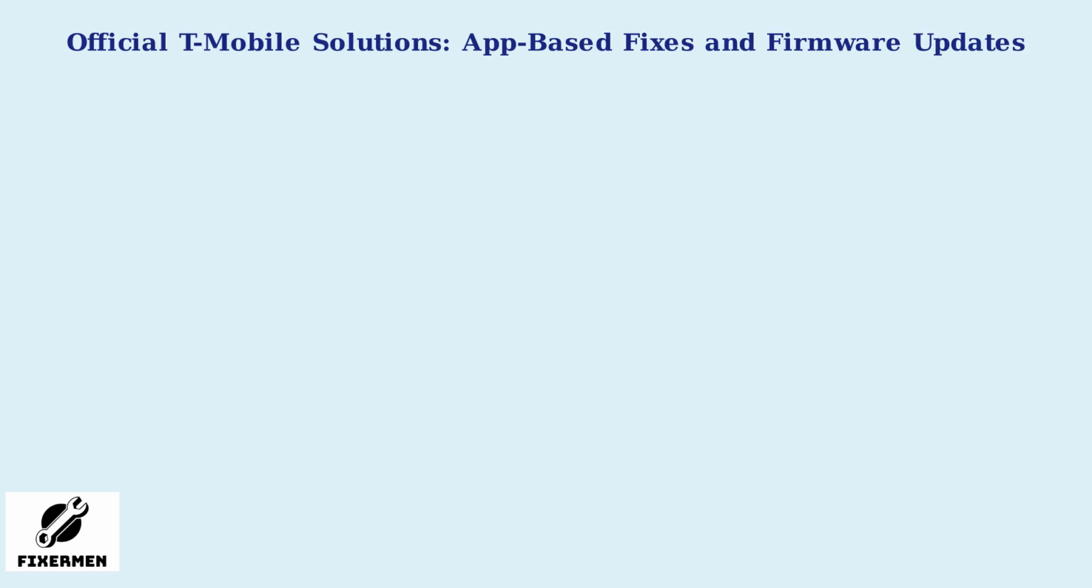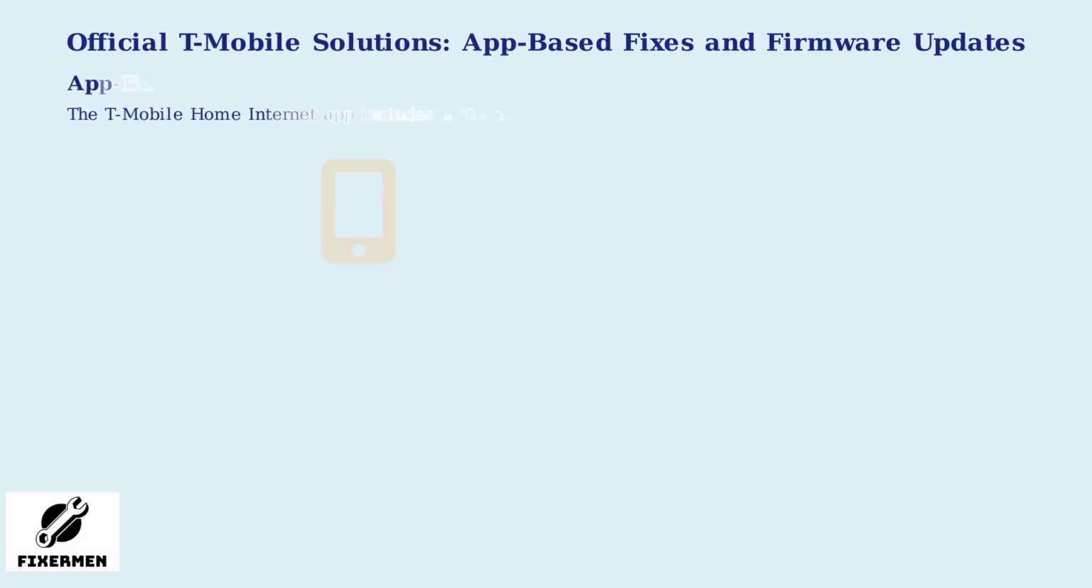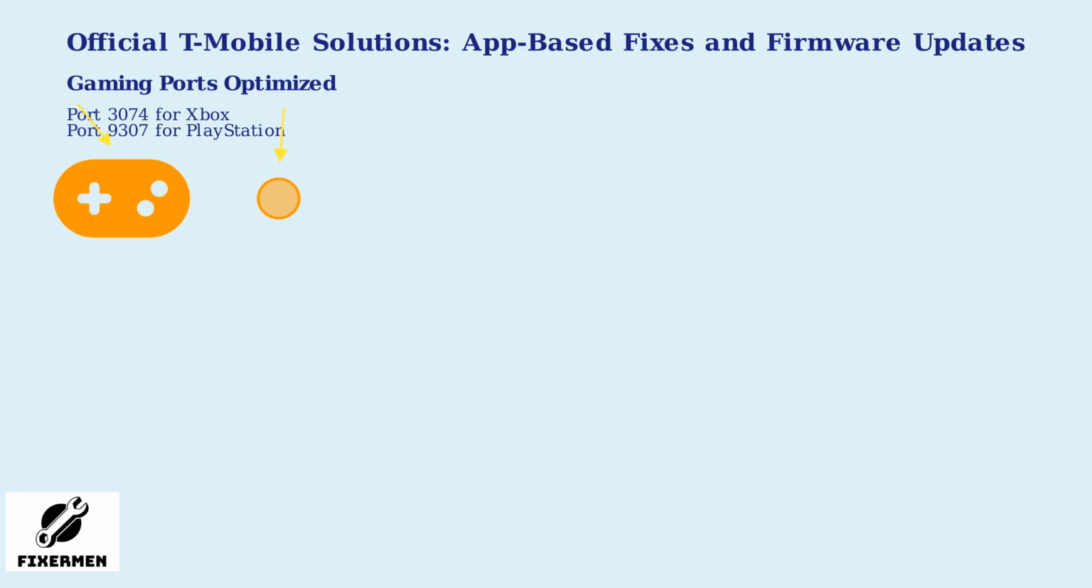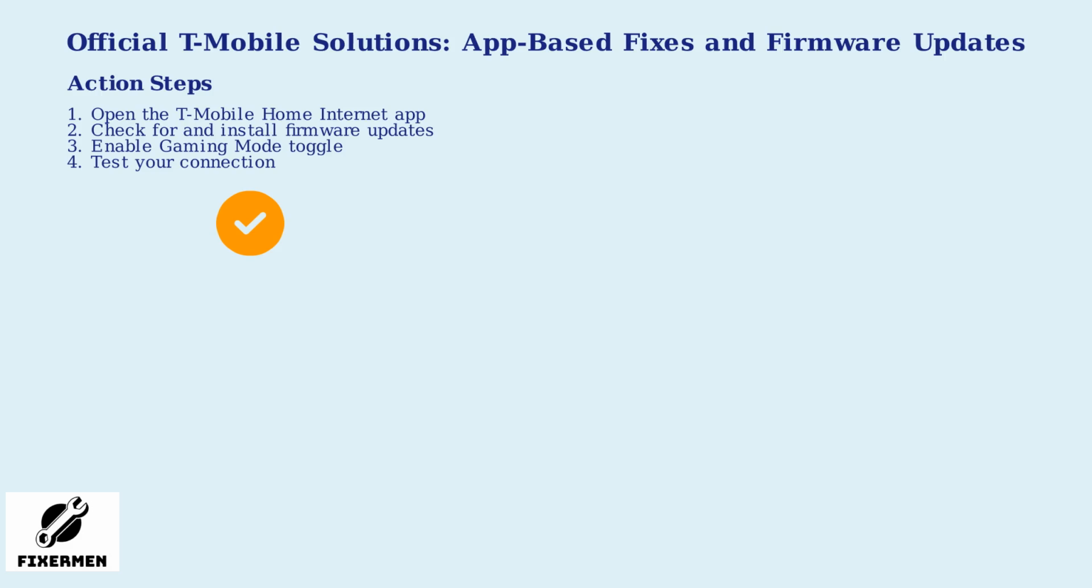T-Mobile has introduced firmware updates and app-based features to help resolve strict NAT issues. Firmware updates for TMHI gateways include enhanced universal plug-and-play support, allowing better automatic port management. The T-Mobile Home Internet app features a gaming mode toggle that automatically configures port forwarding for popular gaming platforms. This mode specifically optimizes ports 374 for Xbox and 9307 for PlayStation, enabling smoother online gaming connections. To get the best results, open the T-Mobile app, ensure your gateway firmware is updated, and activate the gaming mode feature.